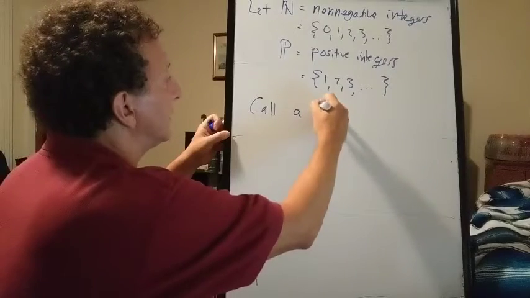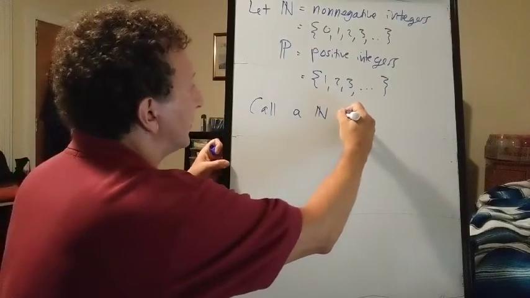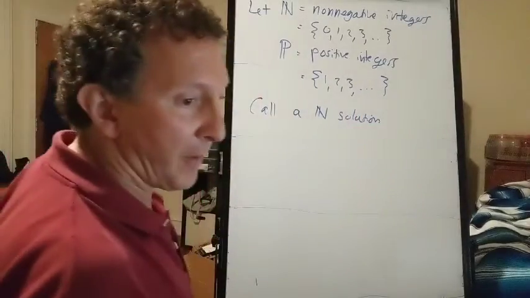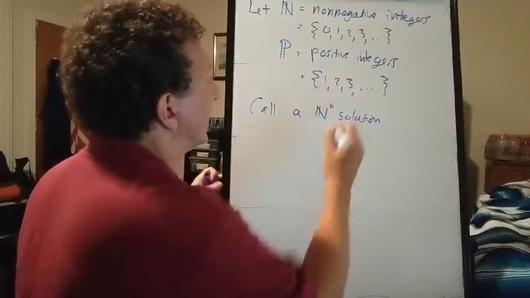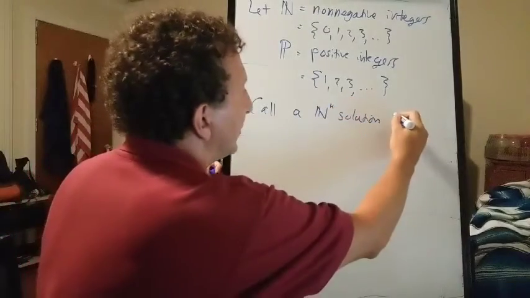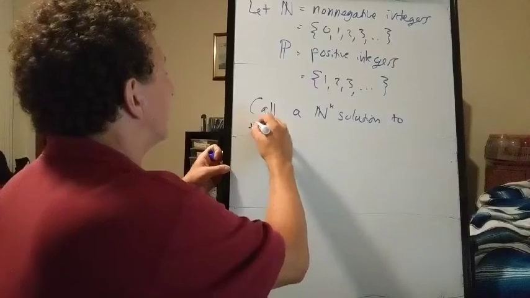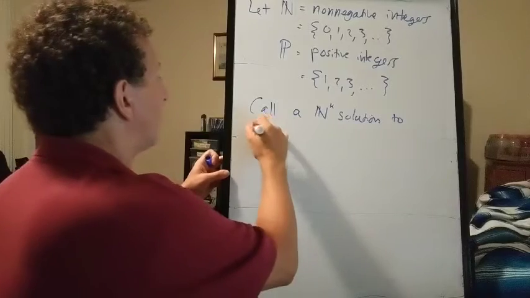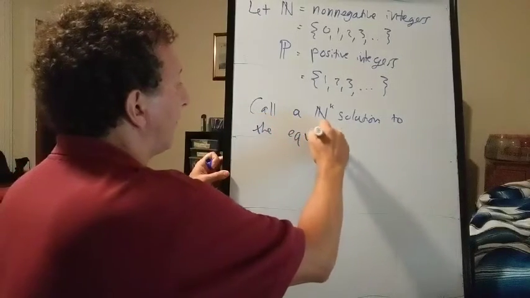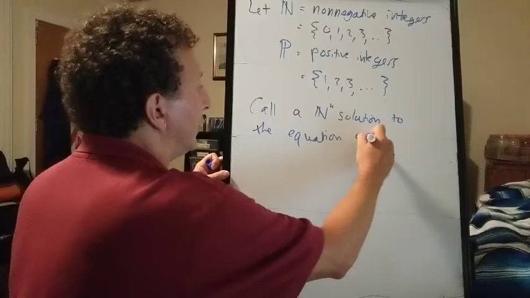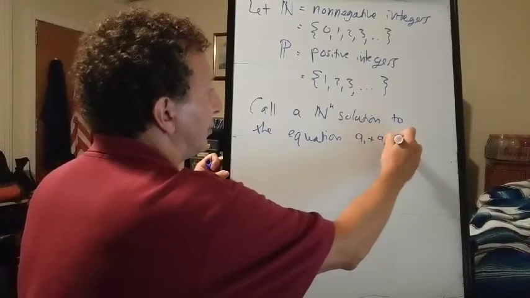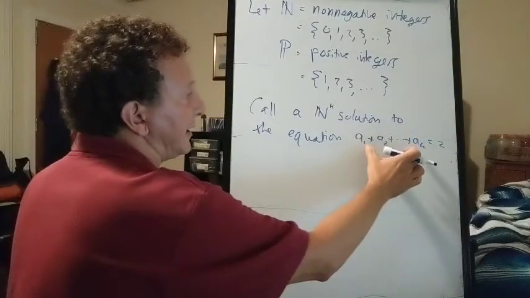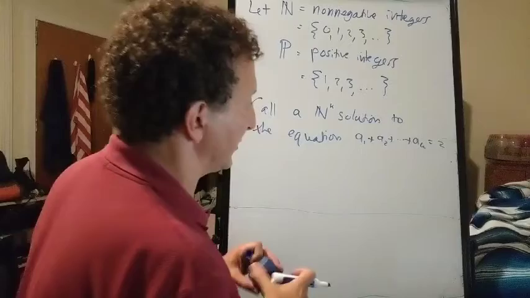Let's call a non-negative solution, or really an N,K solution, to the equation A1 plus A2, etc., up to AK equals N. So we're going to look for K non-negative integers that satisfy this equation.